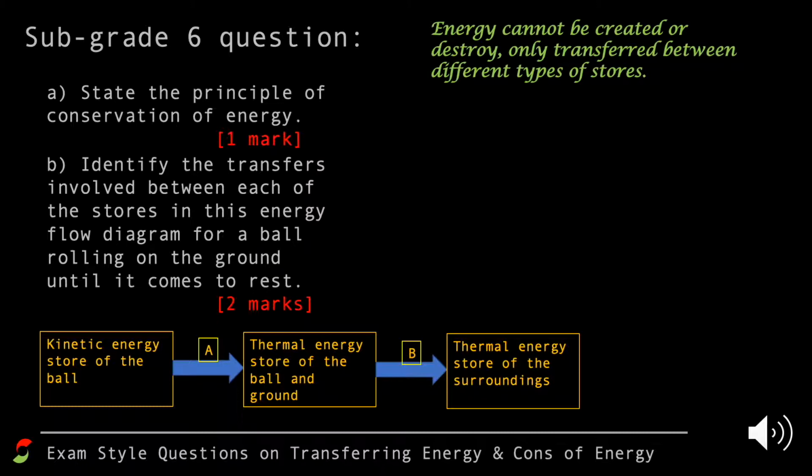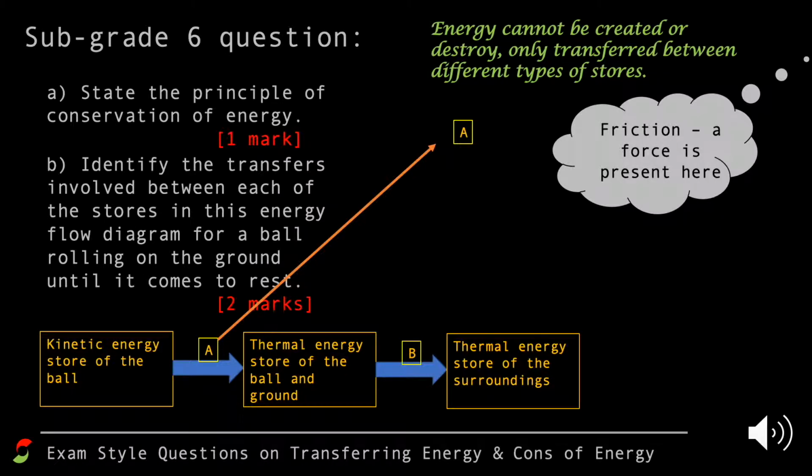So that's 1 mark. We're going to the next bit, and we're trying to identify what this transfer is here, which I've labelled A. What I'm thinking there is, well, kinetic energy, when something's moving, you always have friction. Friction is a force. And whenever there's a force present, then there's got to be a mechanical transfer.